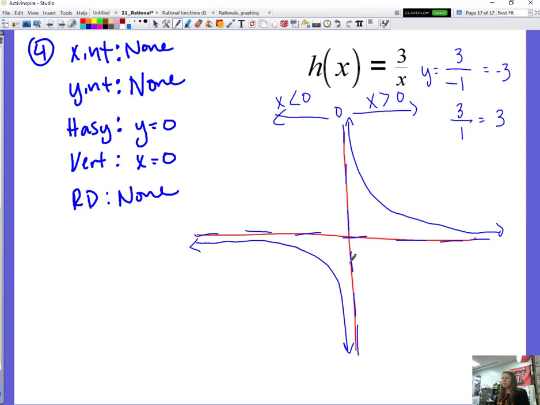And all our graphs are just sketches. They're not perfect. They're just sketches, taking the information that we know, graphing it where it goes, and then drawing our shape around that. Okay? Hopefully that made sense to you, and you guys are able to work on your assignment.